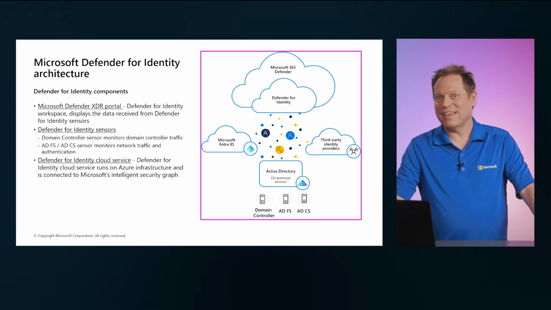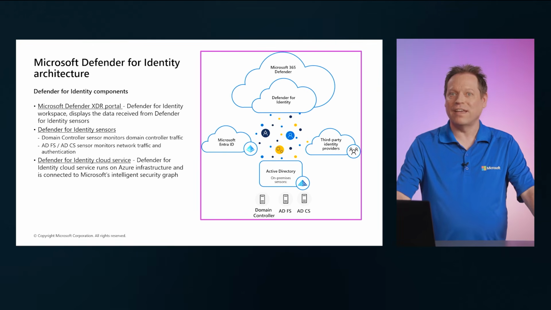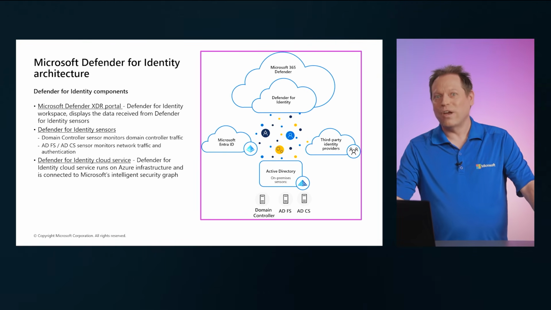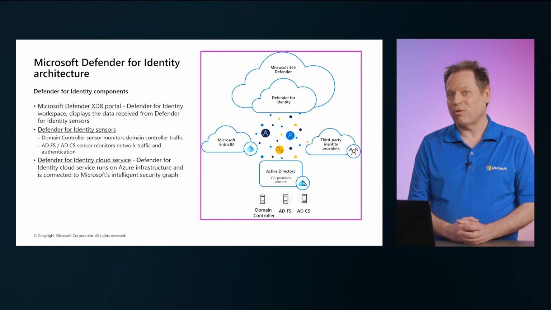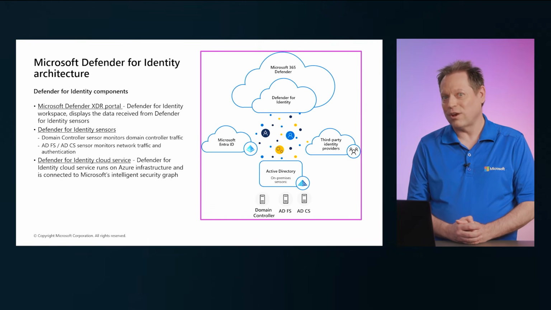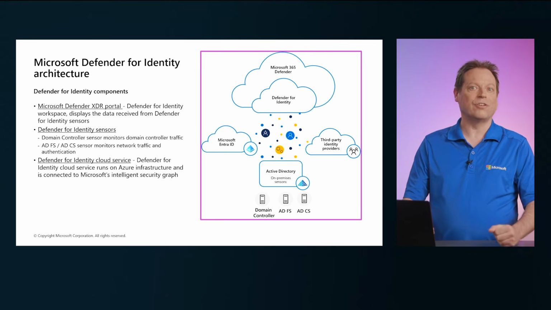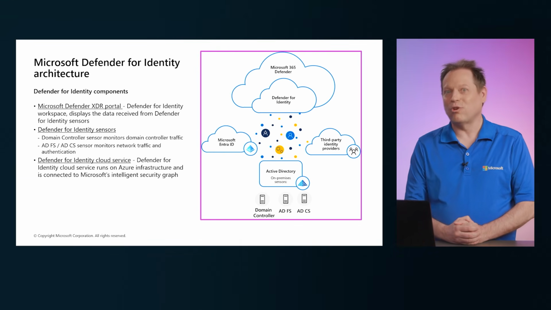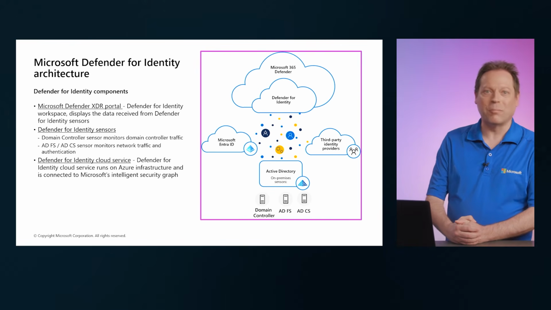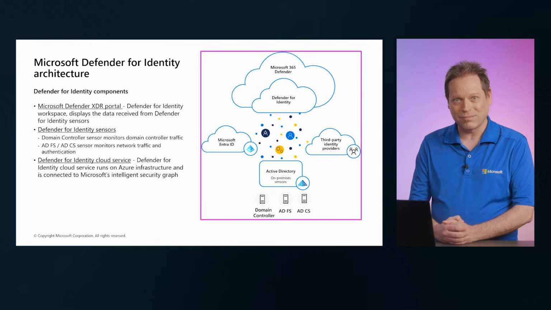The telemetry is analyzed by the Defender for Identity Cloud Service, which runs on Azure infrastructure and connects with Microsoft's Intelligence Security Graph to enhance detection and context. If you want a hands-on walkthrough, there's an interactive guide for investigation and reporting the attack with Defender for Identity, designed to be completed in about 14 minutes.